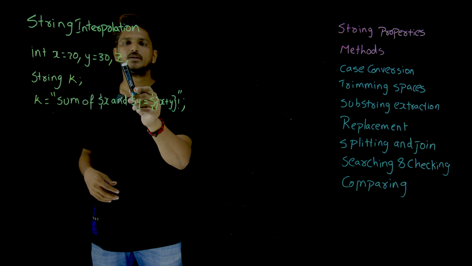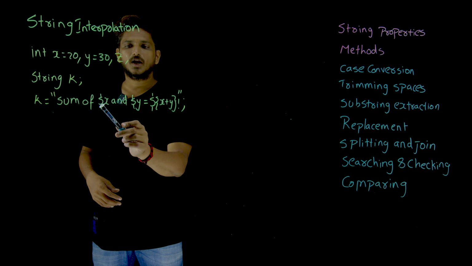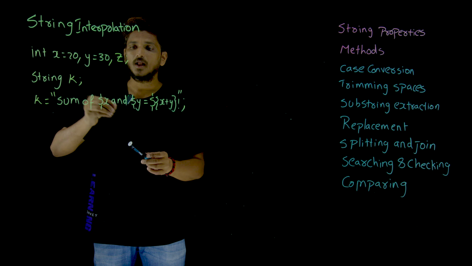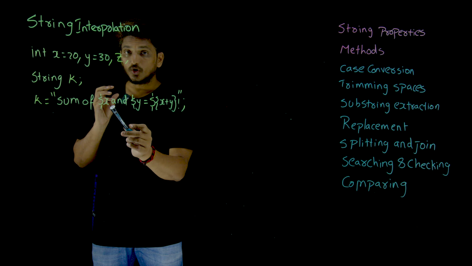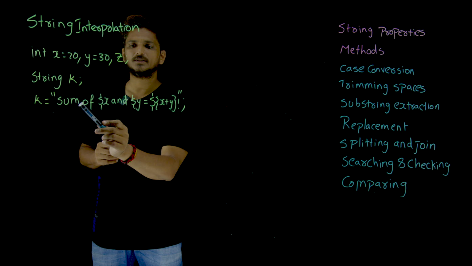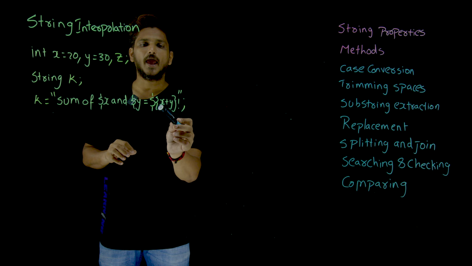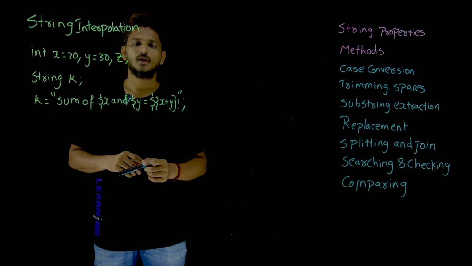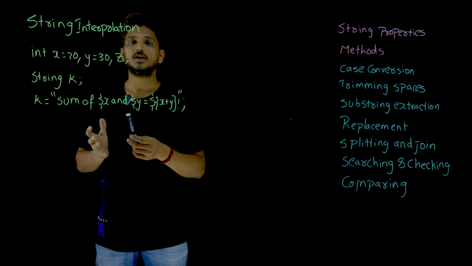Int x is equal to 20, y is equal to 30, and z string k is equal to "sum of $x". This means we are embedding the value present in the variable x, meaning 20 is going to be placed here. In order to do that, we use the dollar symbol. "$x and $y" means sum of 20 and 30 equal to. If you want to embed an expression, "${x + y}", these brackets are going to be used. This is how we embed the expressions inside the string. This is what we call string interpolation.